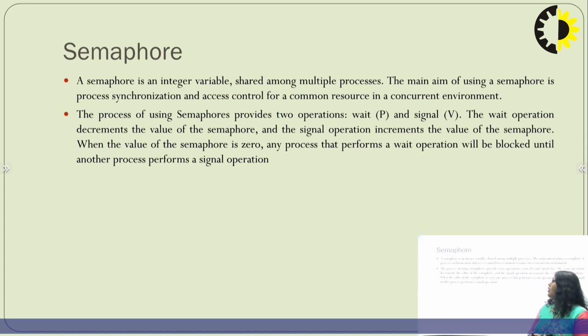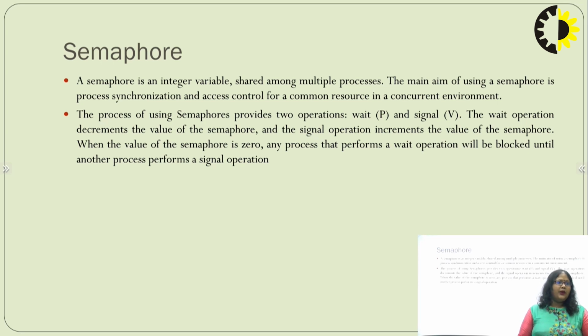The process of using a semaphore provides two operations. There are two very useful operations of the semaphore: first is wait and second is signal. What is wait? The wait operation is used to decrement the value of the semaphore. When we use a wait operation, it always decrements that particular value by 1. And signal is used to increment the value. So these are the two basic operations of the semaphore, one used for decrement, one used for increment.